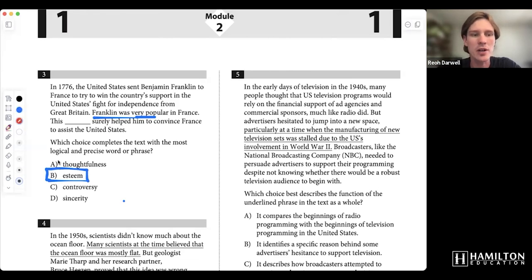If you chose thoughtfulness here, you're going too far in terms of trying to translate, like, well, if he's popular in France and he's a smart guy, it's probably because of his thoughtfulness, right? Or perhaps because of his sincerity. And controversy doesn't make sense because he's popular there, even though the French sometimes like controversial people. There's nothing in the passage to suggest that. So if you didn't know the word esteem, you might avoid choosing it. But thoughtfulness, controversy, and sincerity, none of those work here. If none of those work, you're going to have to choose esteem, even if you don't know what it means. So that's how we arrived at that for question three.